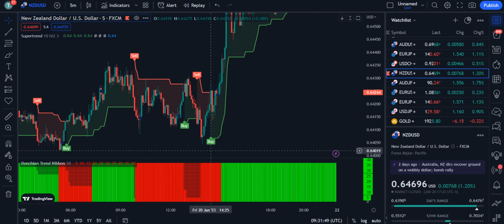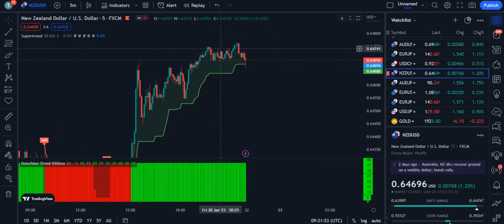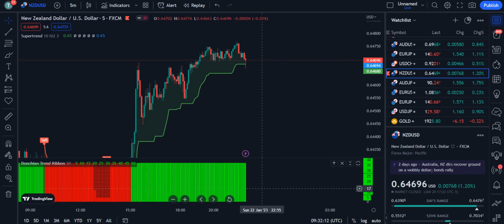For this buy, you can see it was a strong buy, and it has given us profit till now, and it is going to give us profit till here. And if the trend continues, then it will take the reversal and change into the red color signal, and conversely, in the trend ribbon indicator also red color candles will appear.